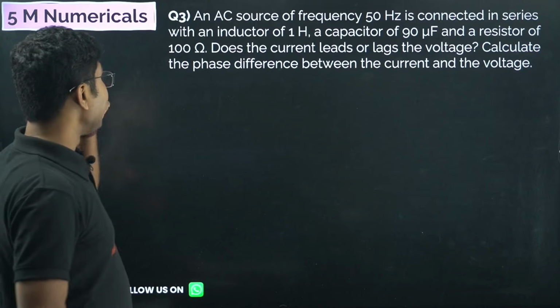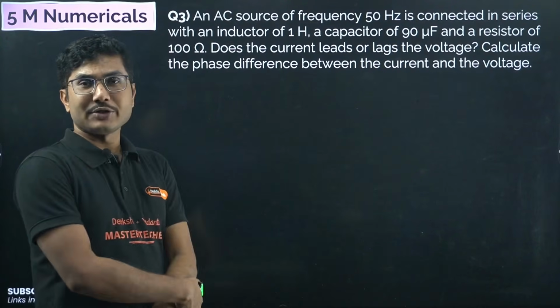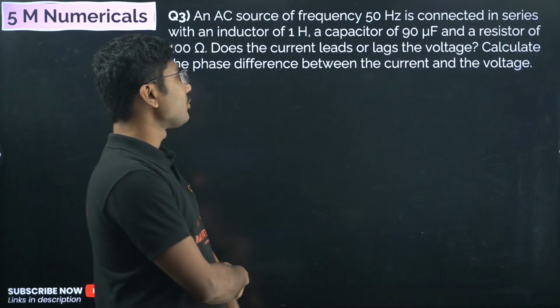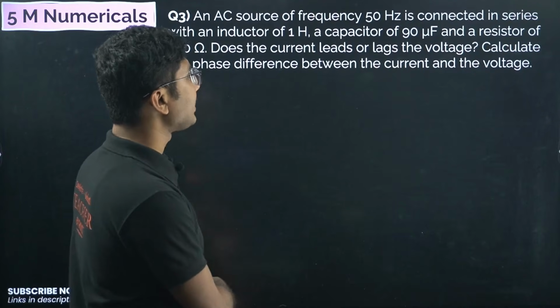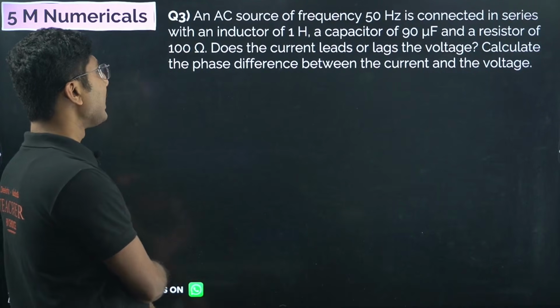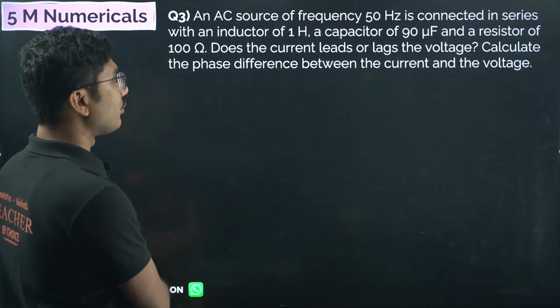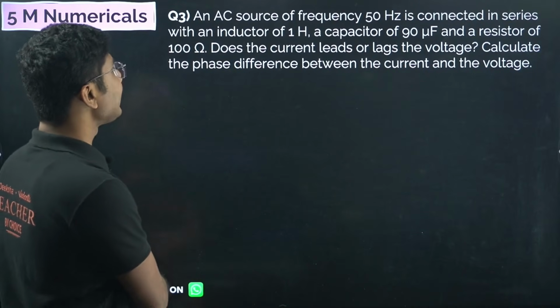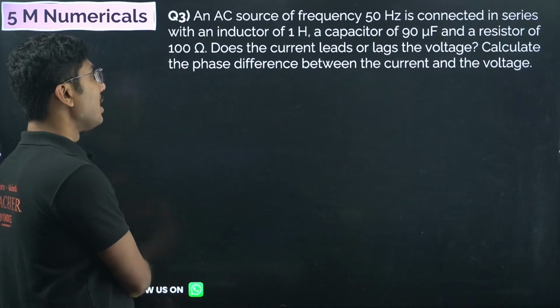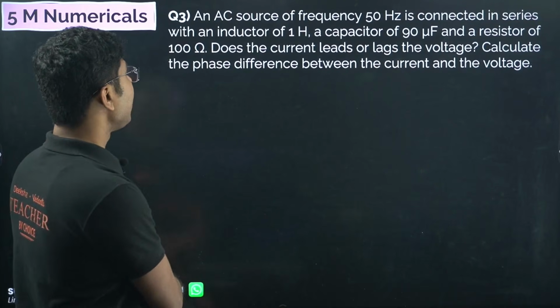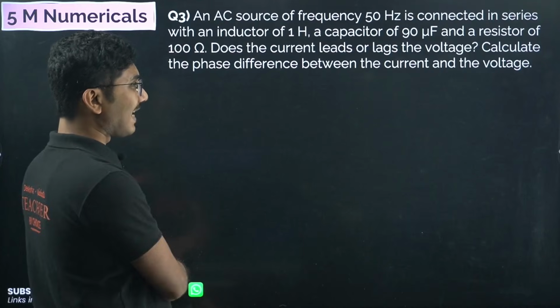Next is numerical questions. From this chapter, as I mentioned, the numerical questions are very important. An AC source of frequency 50 Hz is connected in series with an inductor of 1 Henry, a capacitor of 90 microfarad, and a resistance of 100 ohm. Does the current lead or lag the voltage? Calculate the phase difference between the current and the voltage.